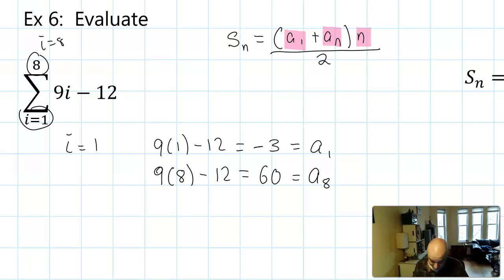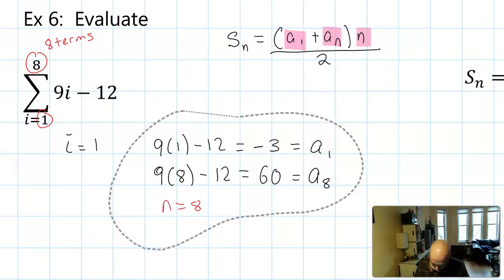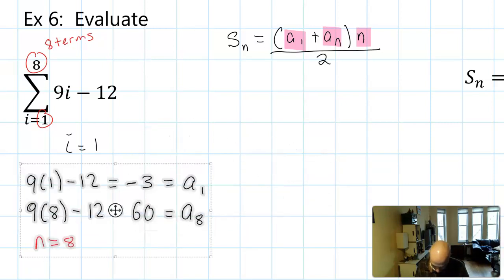One really nice thing about sigma notation, at least when your index is 1, is that this tells you that there's 8 terms. Because we started at 1, we went up to 8. Now, it won't always start at 1, so you do have to be a little careful. You can't just read the number on top. But at least in this case, we have 1, 2, 3, 4, 5, 6, 7, 8. 8 terms. So n is equal to 8. And actually, everything we need is already here.